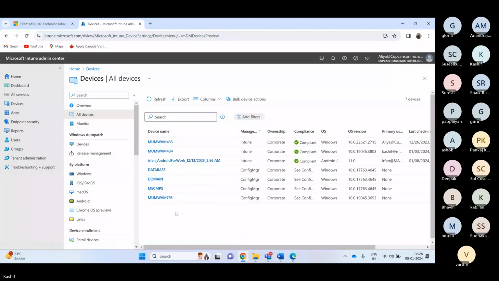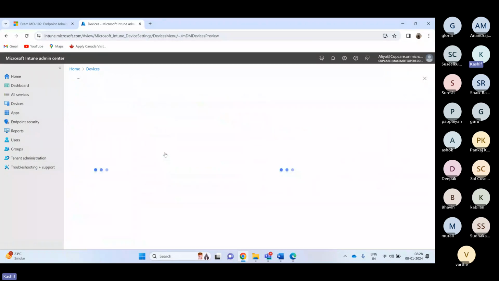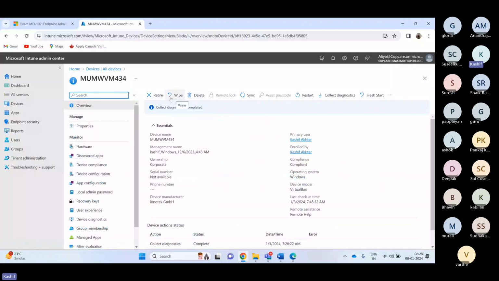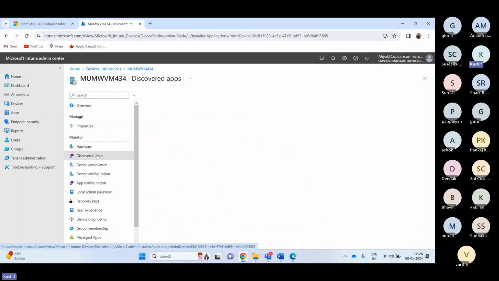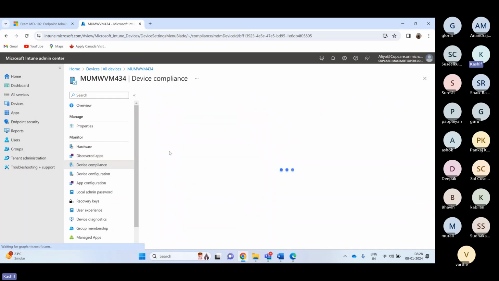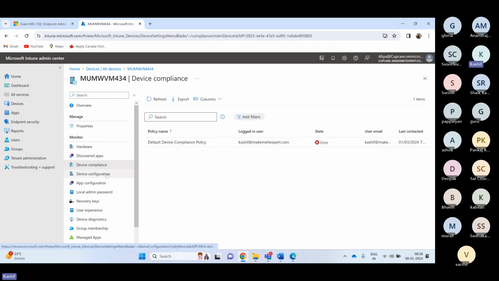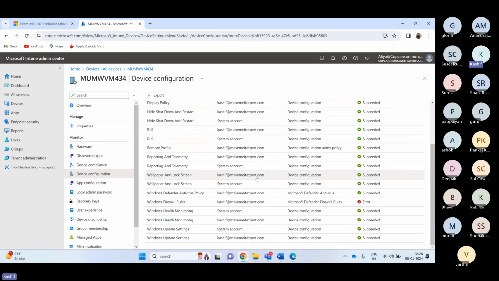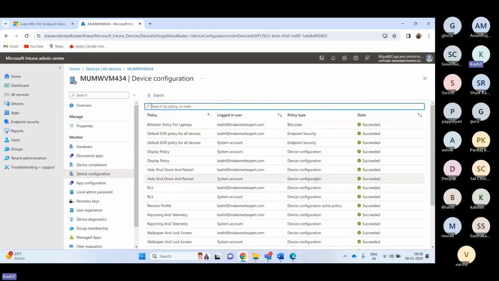Okay. Similarly, let me click on one Windows device. I have the option to wipe, retire, delete, sync, restart. I can also send an application. I can see the hardware inventory of the device, and the installed applications on that device. I can see whether the device is compliant or non-compliant. It's going to show us device configuration, right? So we will have complete control of the devices when we enroll the device into Intune.